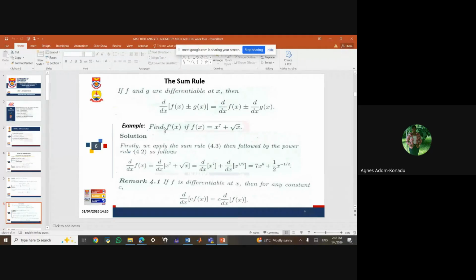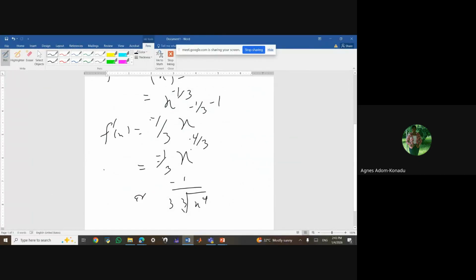Then we have what we call the sum rule. The sum rule says that if f and g are differentiable functions at x, then differentiating the sum of the two together is the same as differentiating f plus differentiating g. If it's the difference, you differentiate f minus you differentiate g. So example, we want to find f prime if f of x is equal to x to the power 7 plus square root of x.